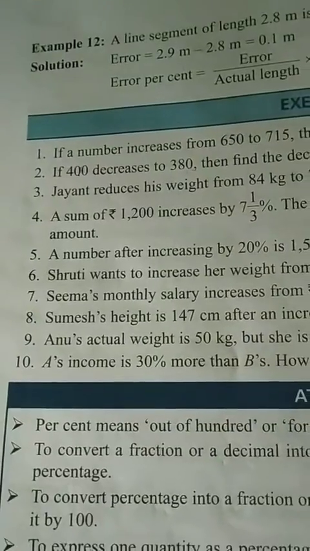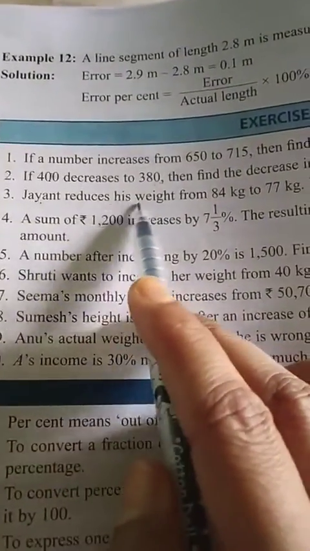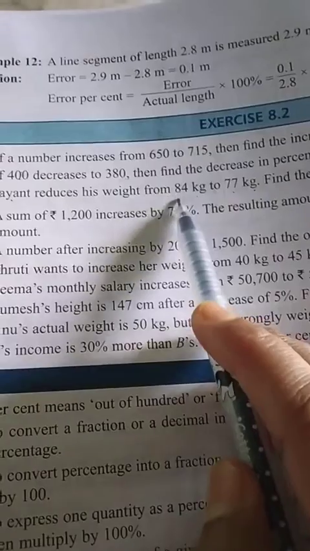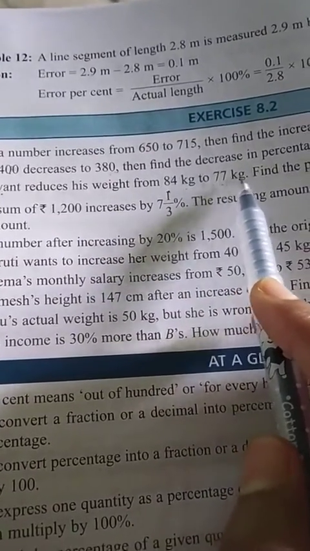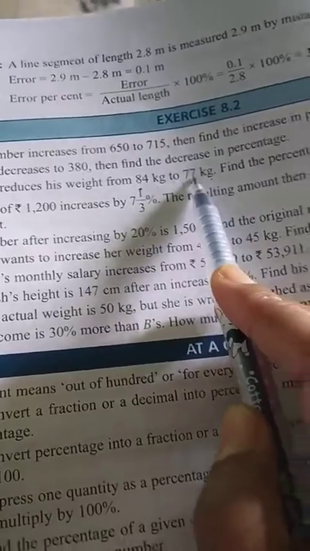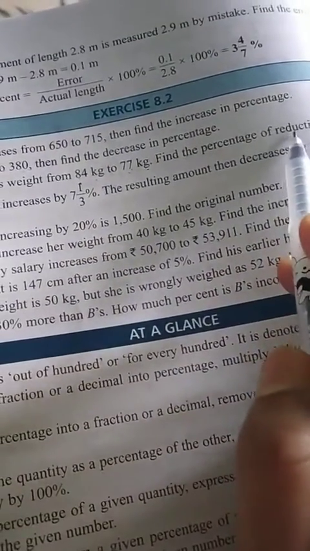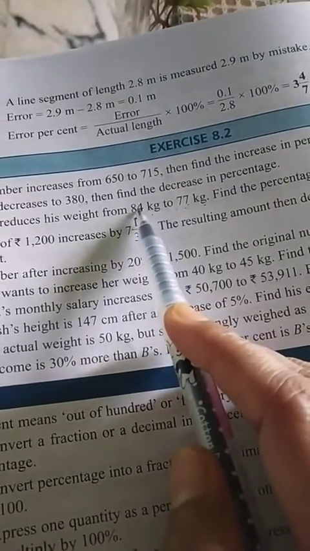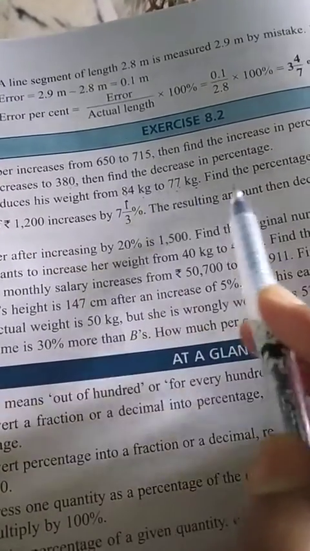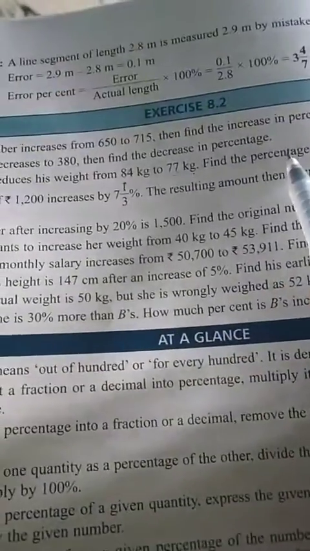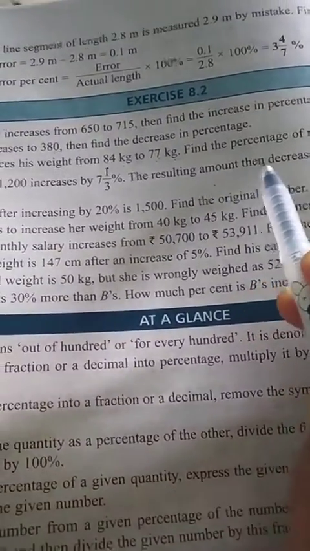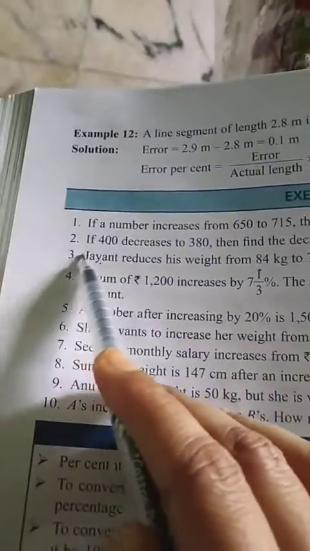Next question: Jayant reduces his weight from 84 kg to 77 kg. His original weight was 84 kg, but it reduced to 77 kg. This is the original value, this is the new value. Find the percentage of reduction. Reduction means decrease percentage. Do it the same way as question number 2. First find the decrease value, 84 minus 77, and then write the decrease value in the numerator and the original value in the denominator, into 100 percent. So this is your homework, question number 3.